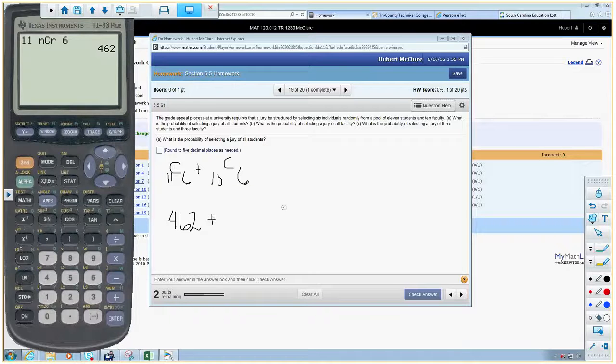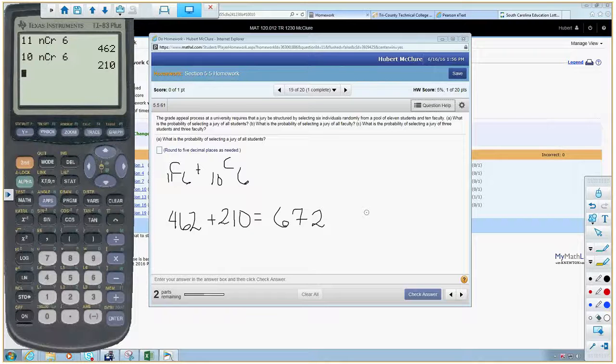Plus 10 combination of 6. This is where you use your second key, second entry, and backspace and hit 0. And that's 210. Add those together and that's your total. Is that 46.2 or 462? 462. Plus 210, that's 672. All right, now figure out the probability of all students and all faculty.